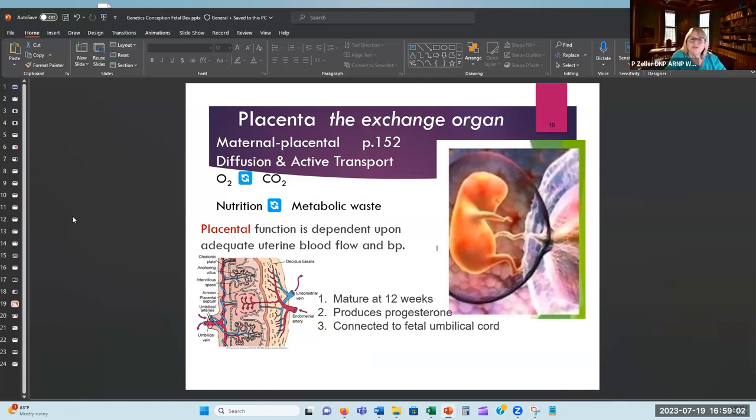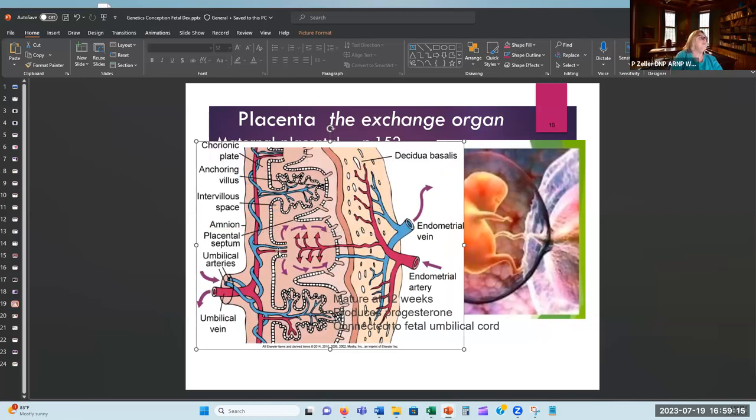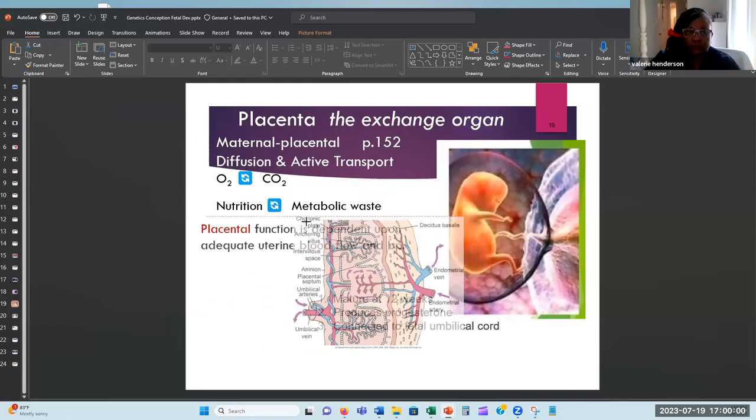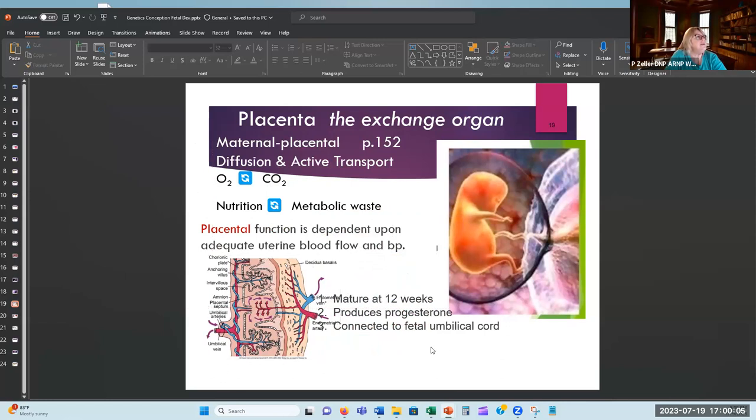So it provides exchange of oxygen and carbon dioxide, of nutrients and waste products back and forth in the intervillous space right here. Okay, so you have the mother's side right here, the endometrial vein, which comes off the iliac artery and vein, okay? And it's feeding the placenta. And the placenta then provides the blood flow to the fetal side. The umbilical vein is what carries the oxygenated blood. Okay, so it's reversed. And the umbilical arteries remove waste product and carbon dioxide from fetal blood, returning it back to the placenta, to the mother's blood to be reoxygenated. So you can see how important blood flow to that placenta is.